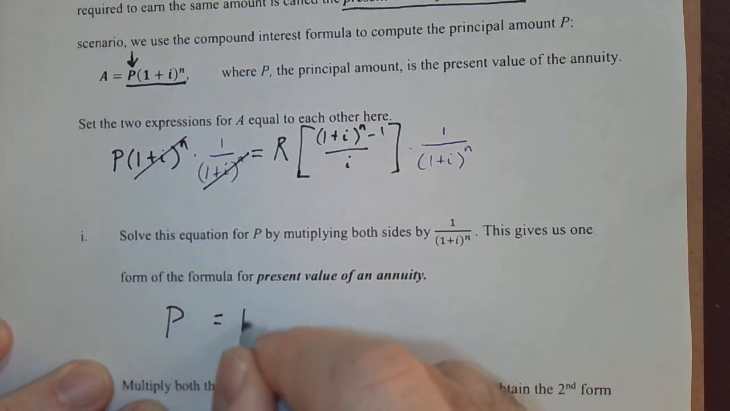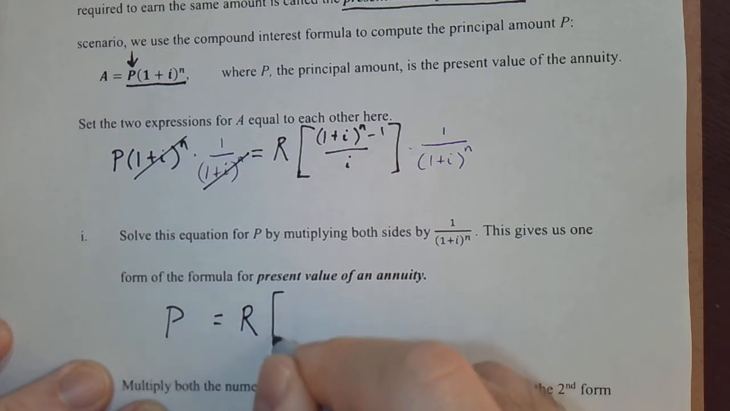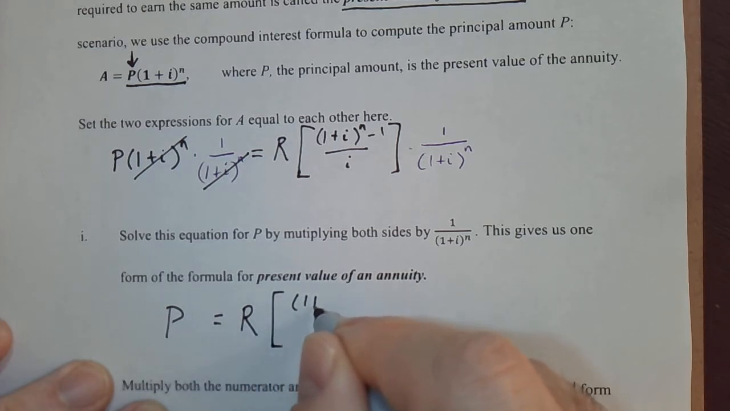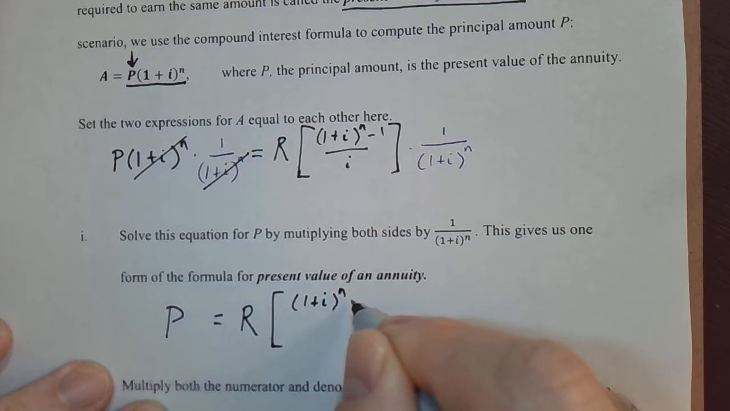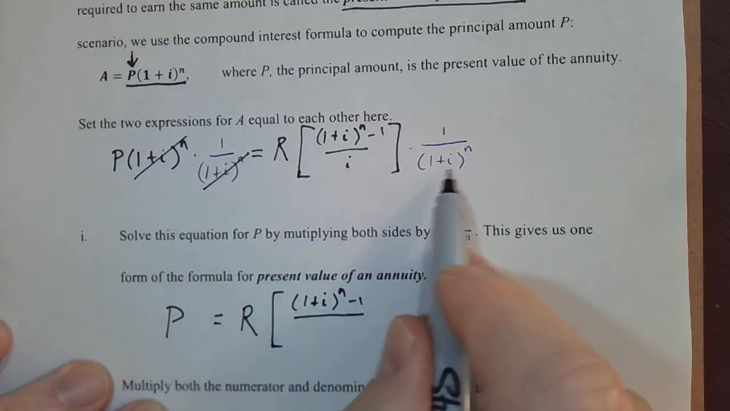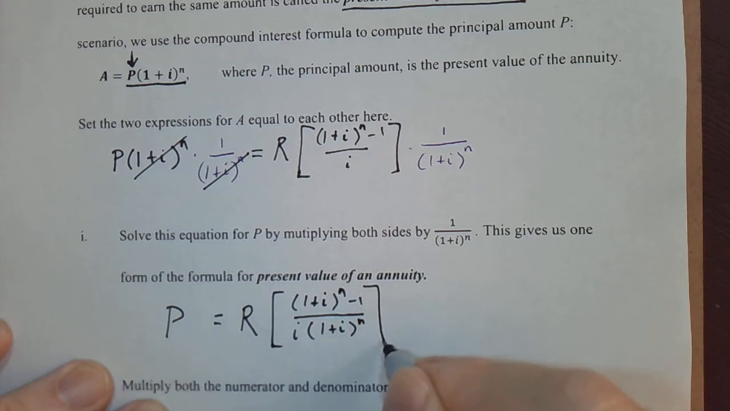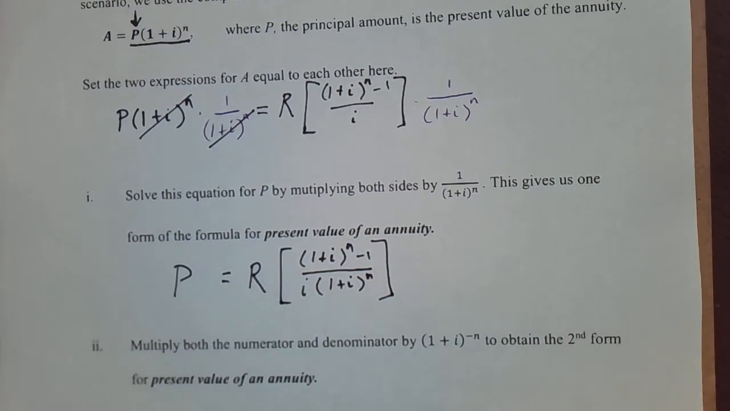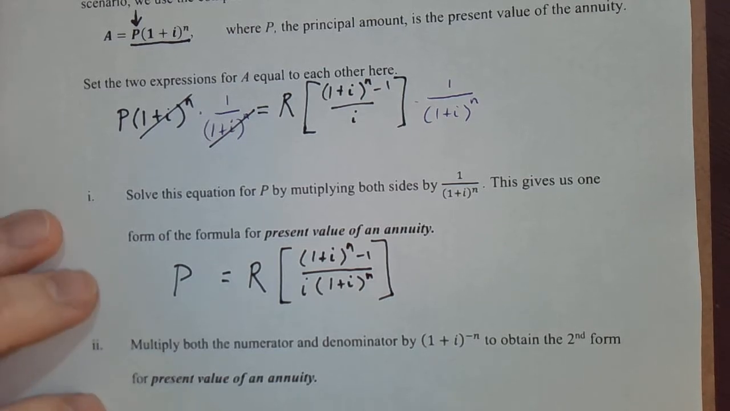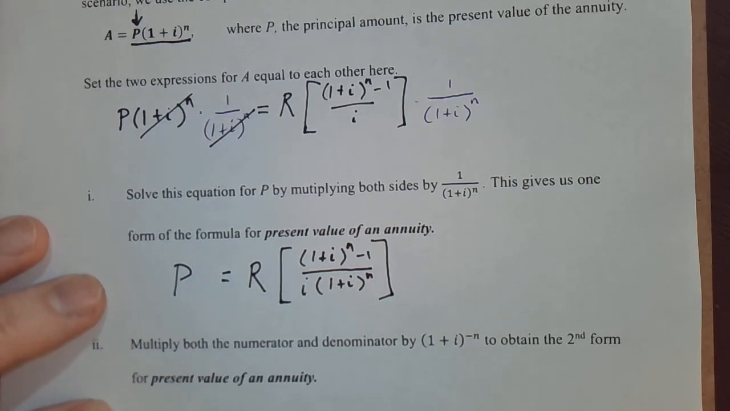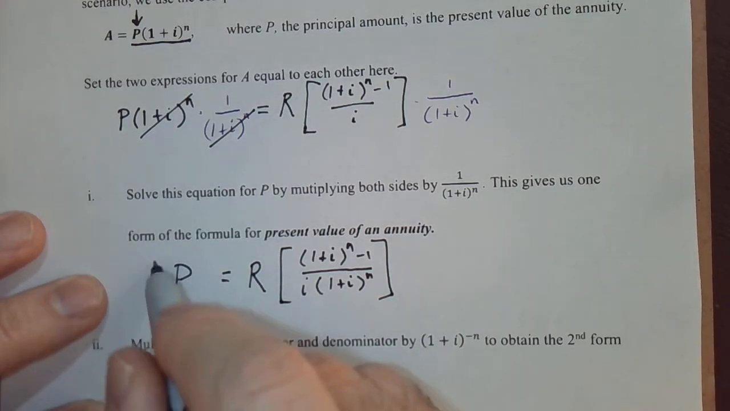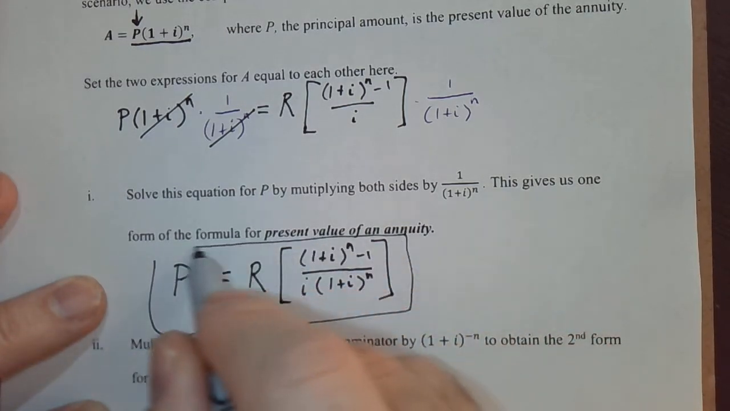P equals R, and the numerator is going to remain the same: 1 plus I raised to the n minus 1. The denominator is going to be I times this expression, I times 1 plus I to the n. And that is the formula for computing the present value of an annuity. Now, there are two forms that are frequently used for the formula. This is one of them. I'll put a box around it.